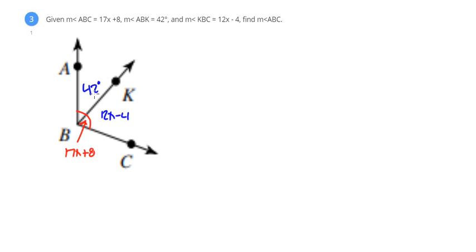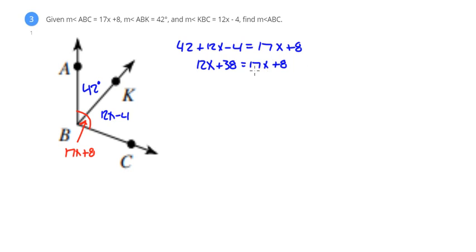We know that these two angles together have to add up to this whole angle here. So we do 42 plus 12x minus 4 equals 17x plus 8. Let's put the variable first. 42 minus 4 gives us 38, so 12x plus 38 equals 17x plus 8.